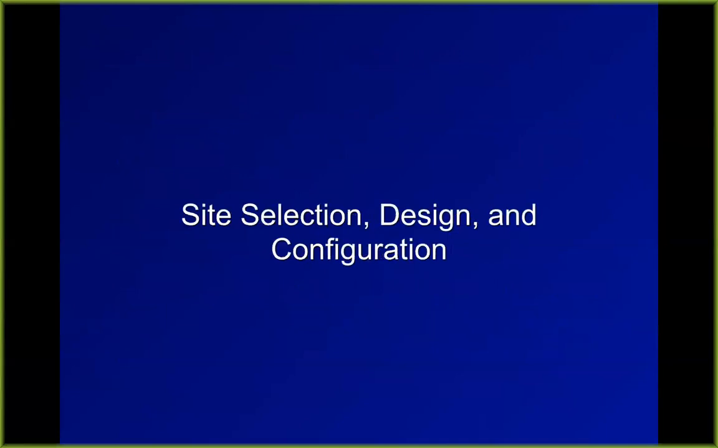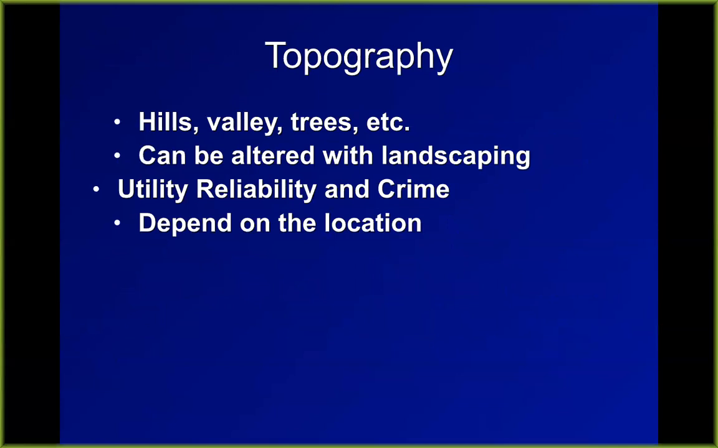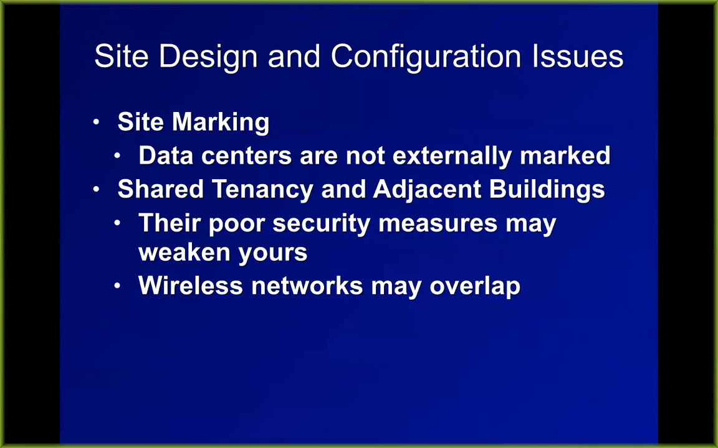You can also design your site and choose the location to make it more secure. Hills, valleys, and trees, which you can alter with landscaping, can help a lot. You should not have any area of concealment near your building, like a bush or a tree, that someone can hide in while they're trying to break in or attack people entering and leaving. You can choose the location based on the amount of crime in the neighborhood and on the security of the utilities. These will all be dependent on where you choose to locate your building.